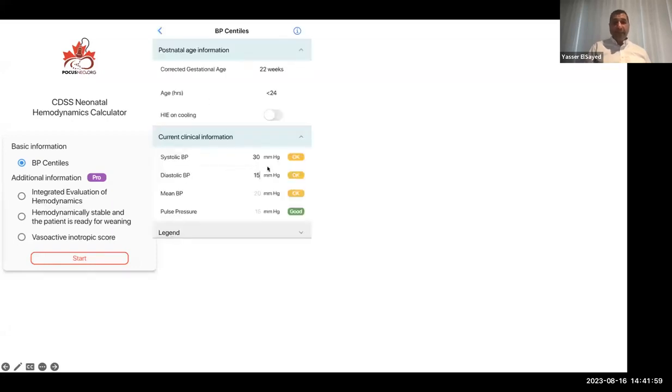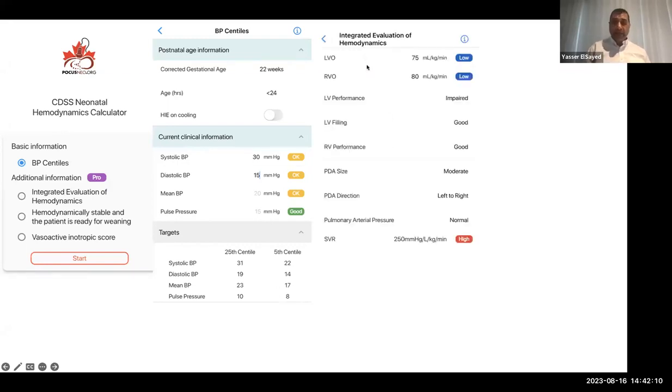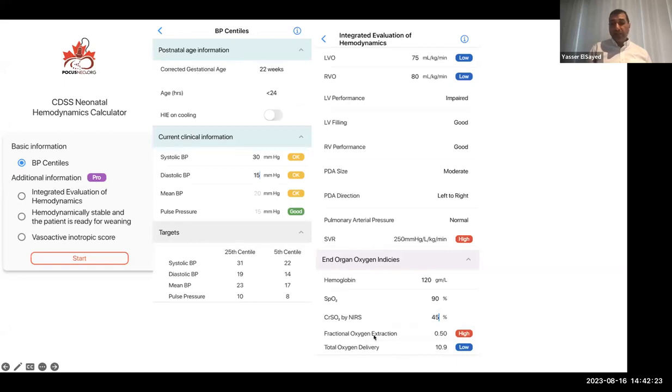You can use the blood pressure centile values and the integrated evaluation of hemodynamics, and you can enter the blood pressure values and get an input about the limits that you may consider to wean medication if you've already started cardiovascular support. And you have the echocardiography parameters that might help you with decision making and calculate systemic vascular resistance for you. Also, if you have near-infrared spectroscopy, it can give you an idea about the total oxygen delivery, fractional oxygen extraction, and the important oxygen indices.